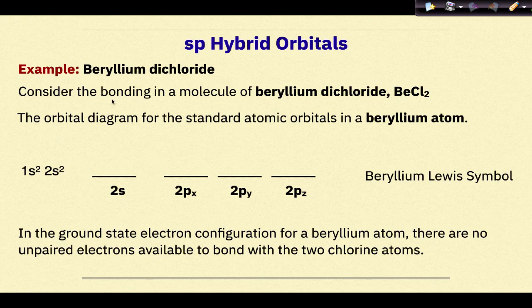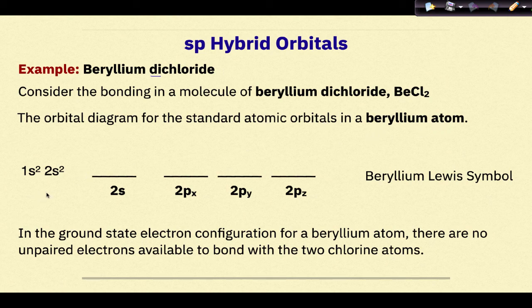So let's look at our example, beryllium dichloride. And I put the prefix di here on purpose because BeCl2 can be represented as beryllium dichloride or beryllium chloride, so just be prepared for both. Consider the bonding in a molecule of beryllium dichloride, BeCl2. Below we see the orbital diagram for the standard atomic orbitals in a beryllium atom.